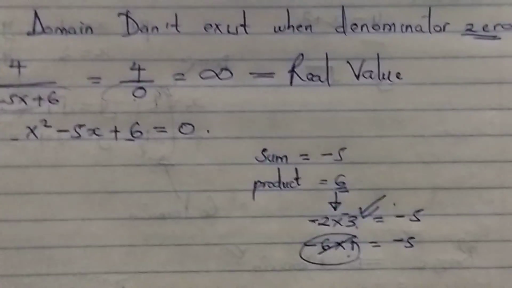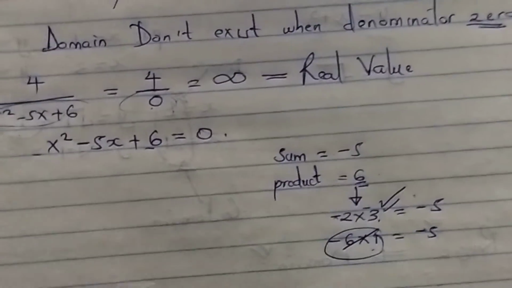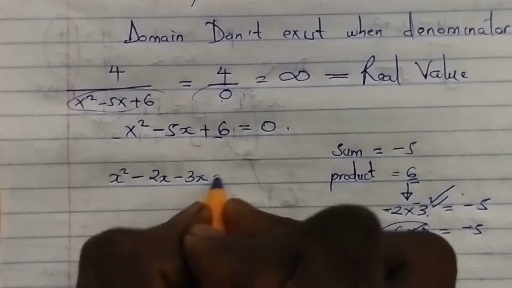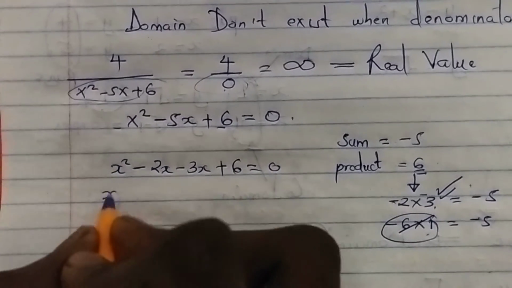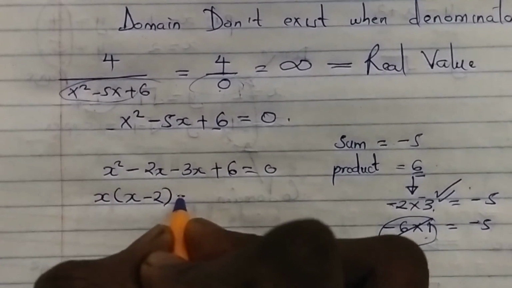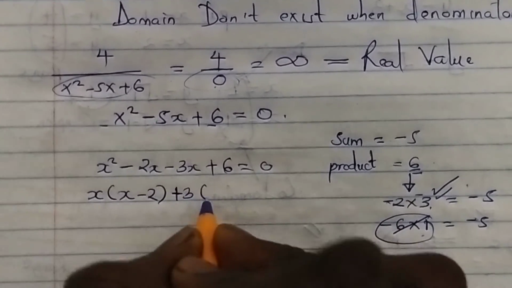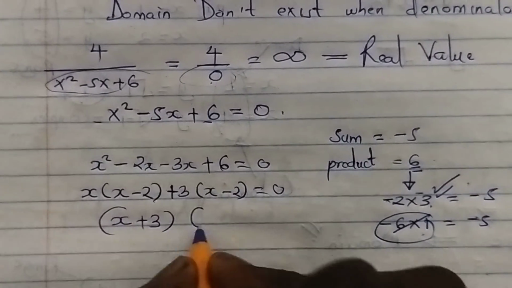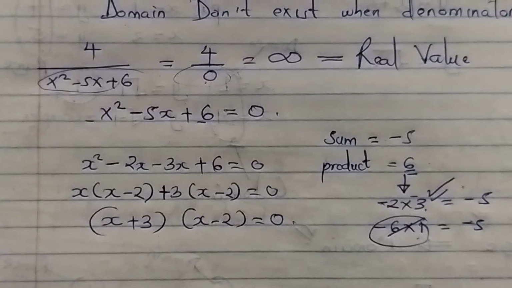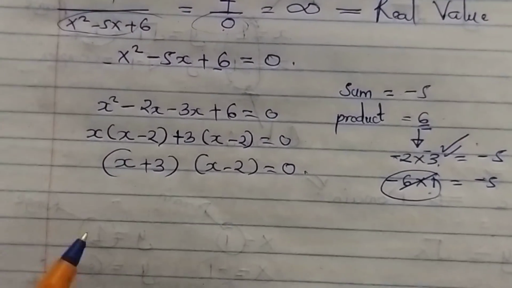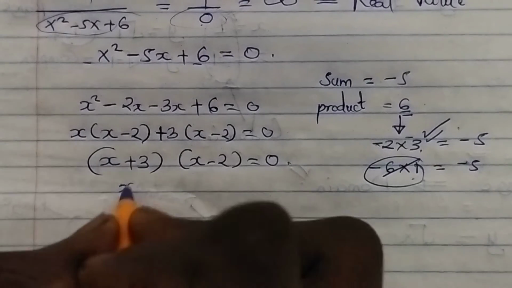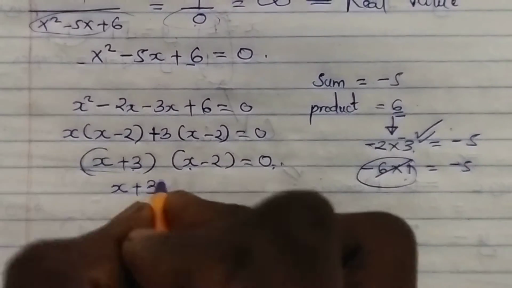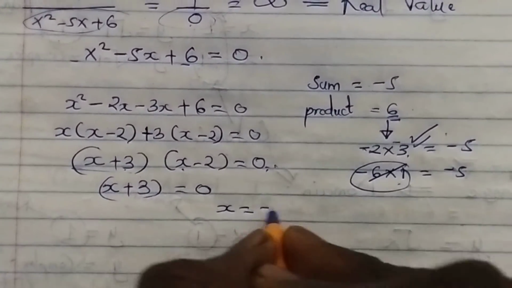So our factors that we are going to use are those. So we are going to have x squared minus 2x minus 3x plus 6 is equal to 0. Factor out x into x minus 2. Then factor out negative 3, negative 3 into x minus 2 is equal to 0. So we are going to have x minus 3, x minus 2 is equal to 0. Now, the last part of this is that we are now going to identify. So you say x minus 3 can be equal to 0 or x minus 2 being equal to 0. So x minus 3 equal to 0 gives you x equal to 3.